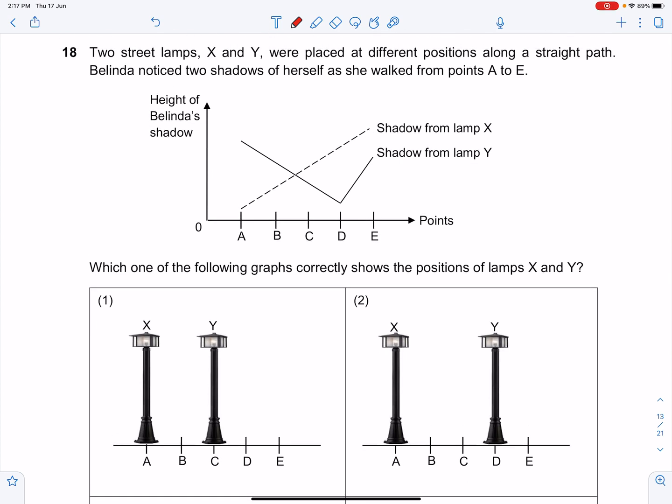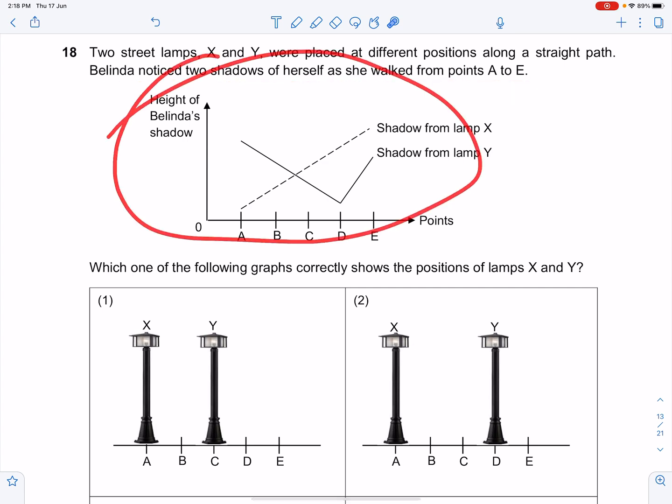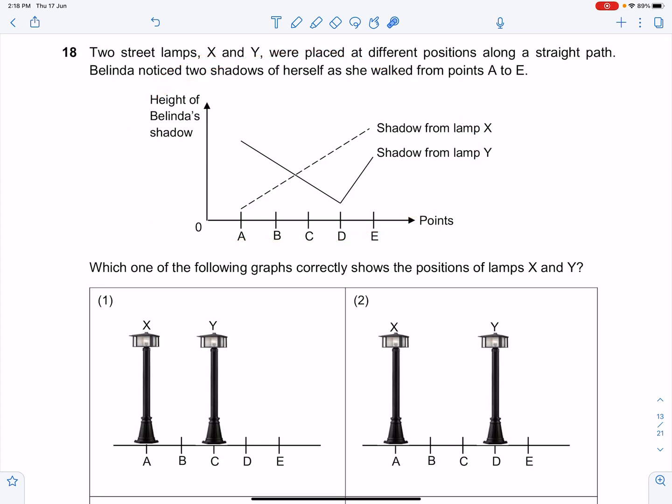Next. Okay, so this is a P4 topic question. Now this question is telling you there are 2 street lamps X and Y, placed at different positions along a straight path. Belinda noticed 2 shadows of herself as she walks from A to E. And then they show you a graph to tell you how the height of a shadow changes.